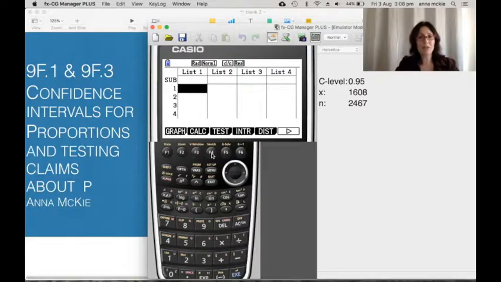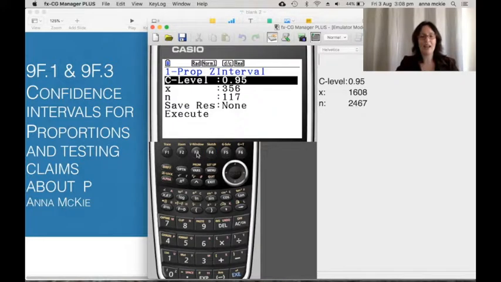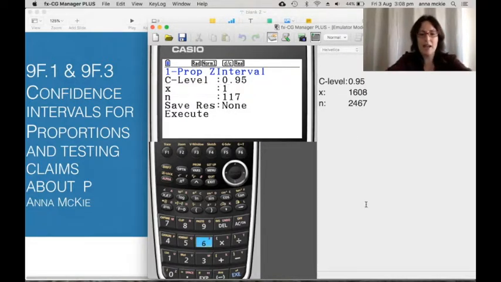We're in the stat menu and we're doing confidence intervals, so we're going to choose interval F4. It's a Z value, and this time we're in proportion, not a sample. Although you might say, well, a sample has been taken, but it's binomial, so we've taken a proportion. The values that we need off to the right here: our confidence level is 95%, so 0.95, our X value is 1608, and our full number in the sample, 2467.